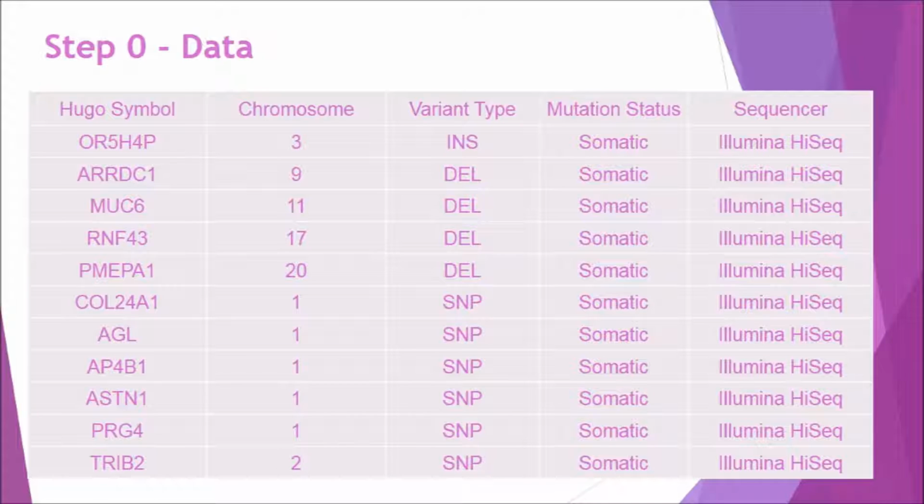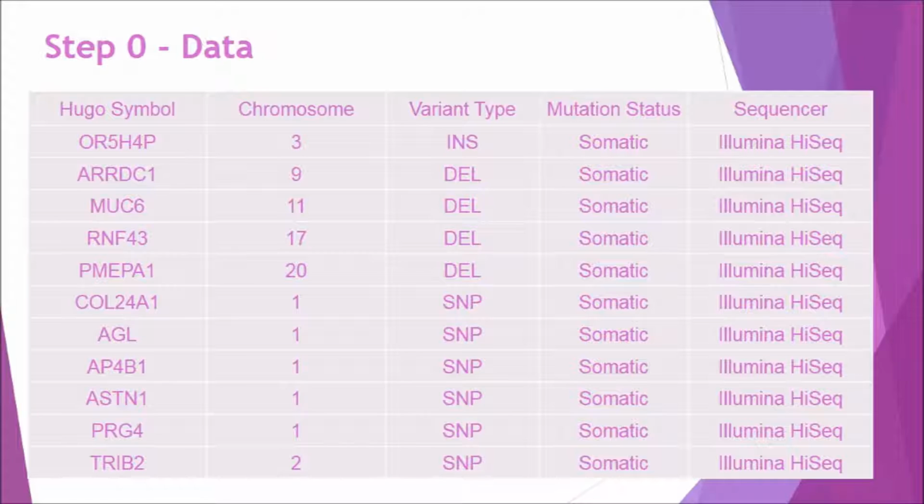As step 0, our first step, we have our data. This is how each of our 13 files looks. This is a portion of one file, and you can see that there is a column that says Hugo symbol. This is actually the gene names listed here. And then it says what chromosome this gene is located in, and you can find other details about it as well.